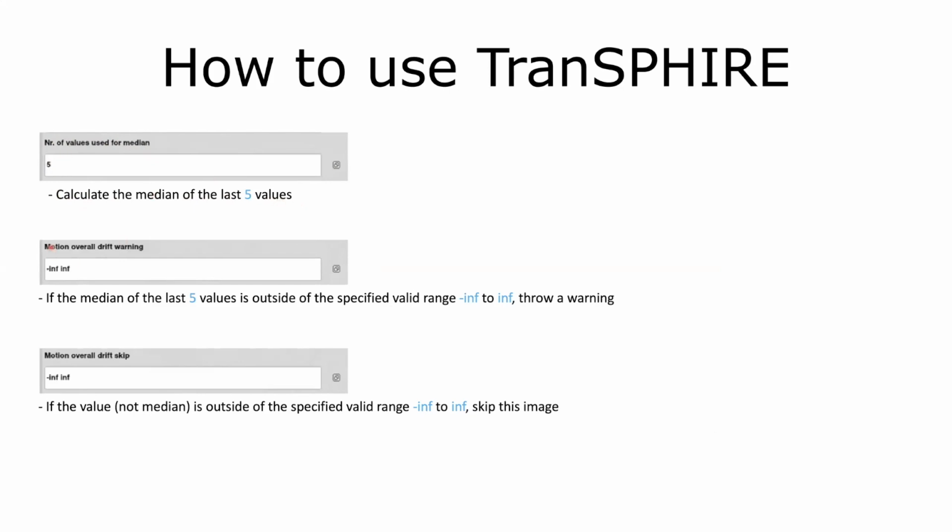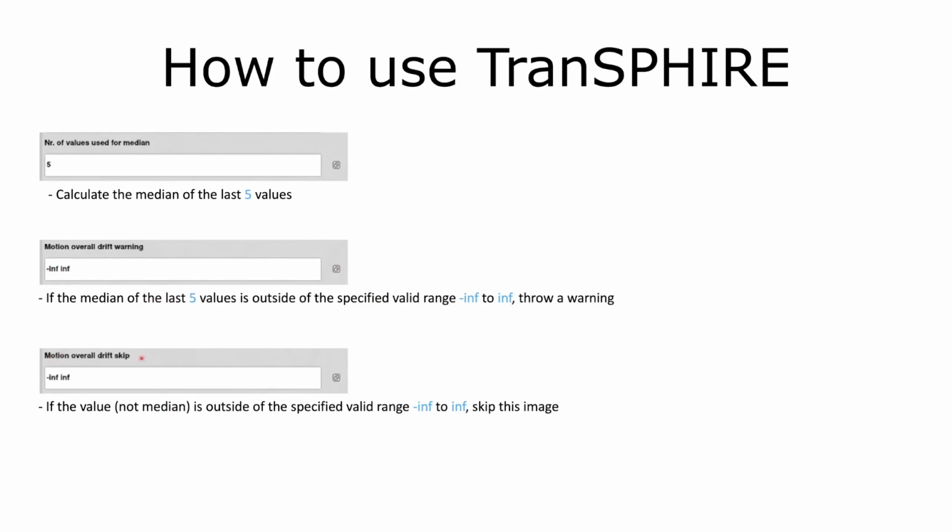Then you can specify a valid range for every output parameter. In this case, the valid range is from -infinity to infinity. This means if the median of the last 5 values is outside of the specified valid range, in this case -infinity to infinity, then throw a warning, because there might be something wrong with the subsequent data collection and you want to know this as soon as possible. That means one outlier is not too troublesome, it always happens, but if they appear more often, it should throw a warning.